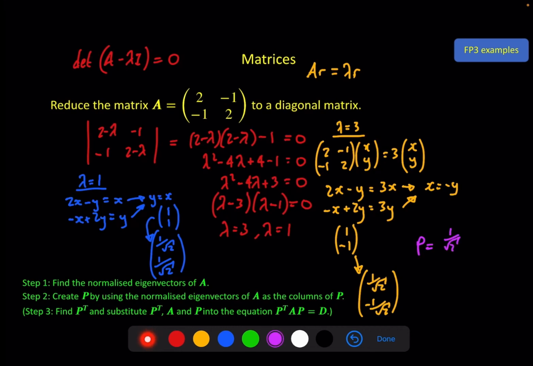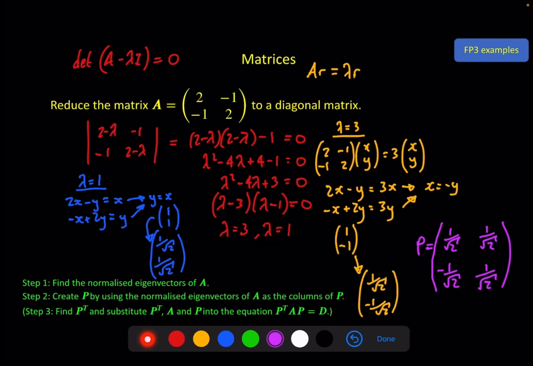1 over root 2 and minus 1 over root 2 is the first column of P. And then 1 over root 2 and 1 over root 2 is the second column from the blue one. And that is my orthogonal matrix P. What I need to do now is use that, find the transpose, put it into this equation, do the multiplication and find D.